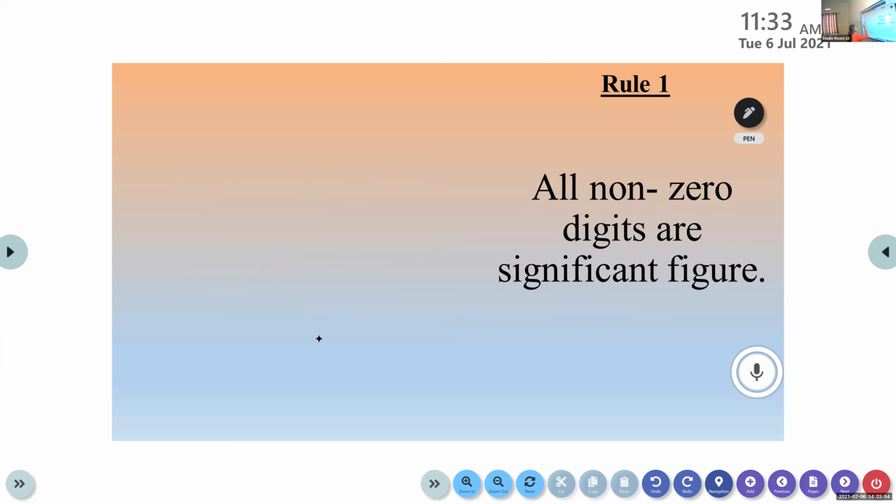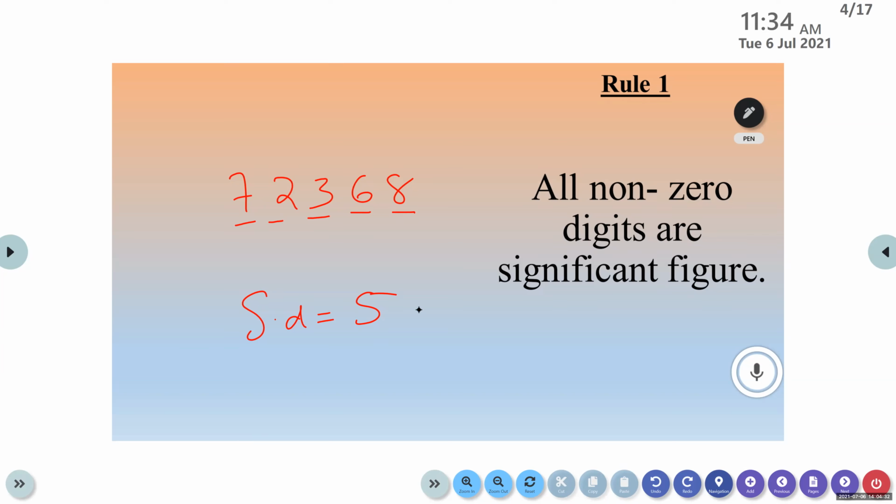One more example. We can write 72368. Sarah, how many significant digits are here in this measured value? 5. Yes, it is 5. 7, 2, 3, 6 and 8. All non-zero digits are significant. So the significant digits present in this measured value are 5. Is it clear? Put a zero in between and ask.